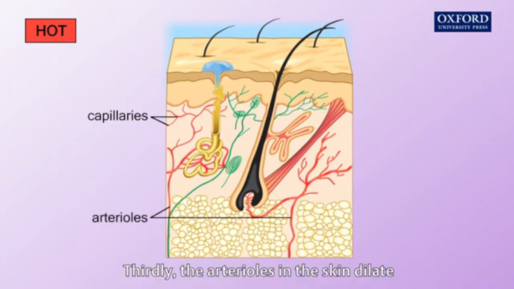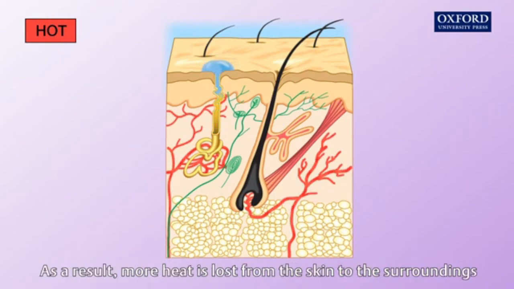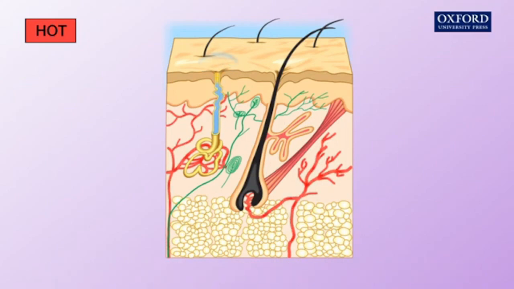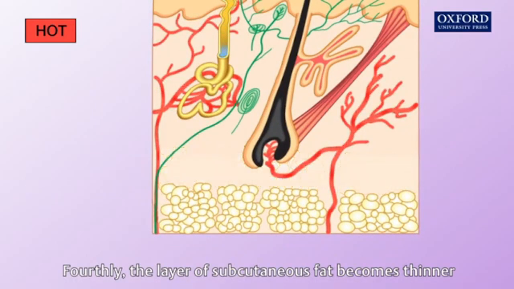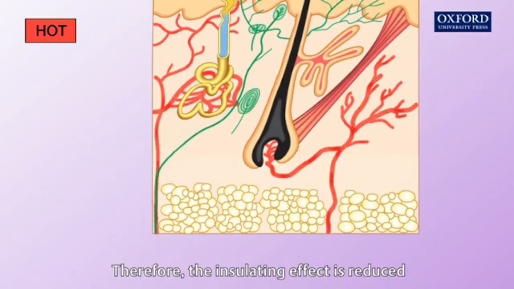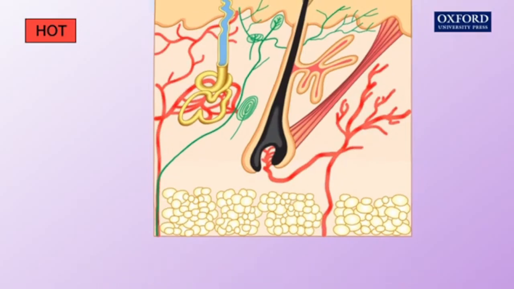Thirdly, the arterioles in the skin dilate so that more blood flows to the capillaries near the skin surface. As a result, more heat is lost from the skin to the surroundings. Fourthly, the layer of subcutaneous fat becomes thinner. Therefore, the insulating effect is reduced. This is a long-term response to a hot environment.